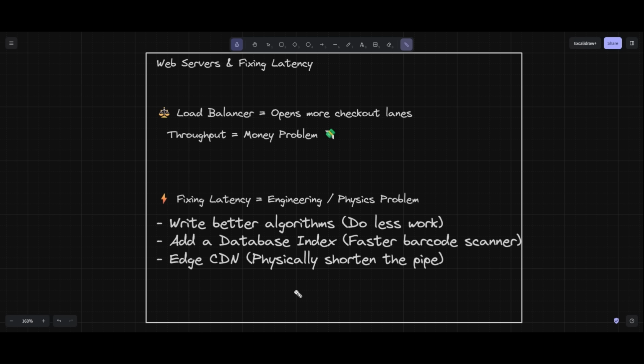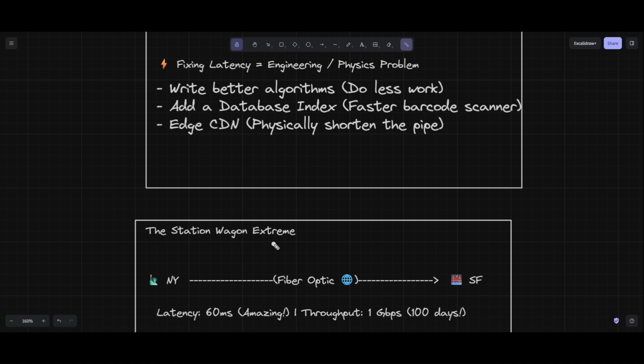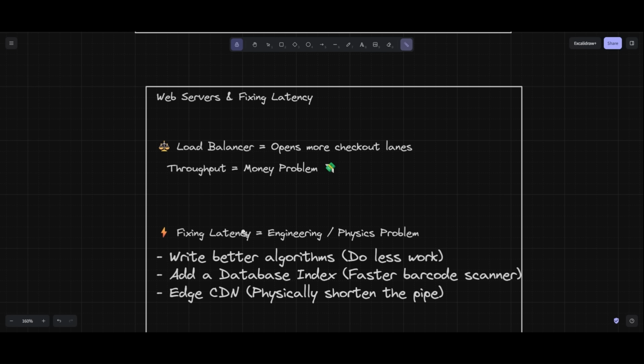You have to literally shorten the path or do less work. So, basically, a very quick heuristic I like to use is throughput is usually a money problem, right? Like, if you have low throughput, you can usually just buy more servers, open more lanes, scale horizontally. Boom, solved. Latency, on the other hand, is an engineering problem, right? Or sometimes a literal physics problem. Like, you can't bribe the speed of light.